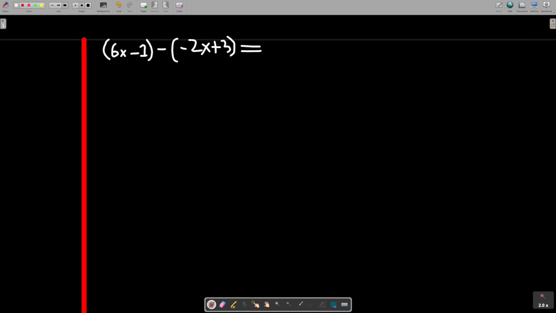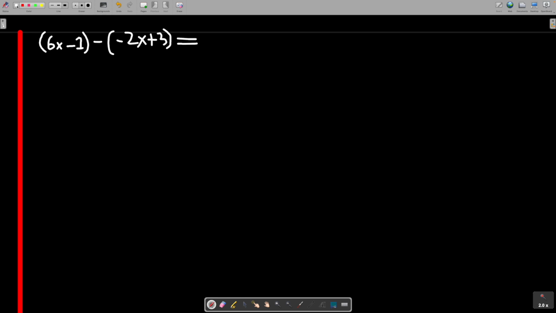Try a subtracting problem. So we're going to have 6x minus negative 2. Now 6x minus negative 2, when you have a negative times a negative, it's actually a positive. So we're going to have 6x plus negative 2, or 6x plus 2, which is 8x. And then we have negative 1 minus 3. That's just negative 4. So that's the answer. 8x minus 4.